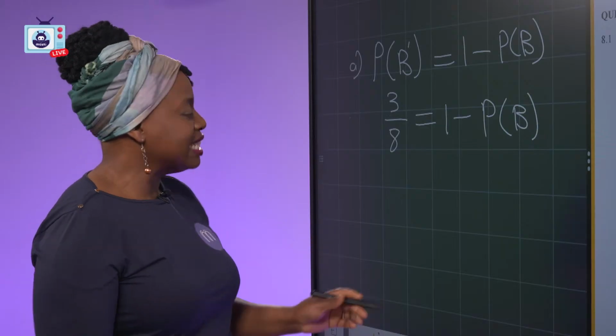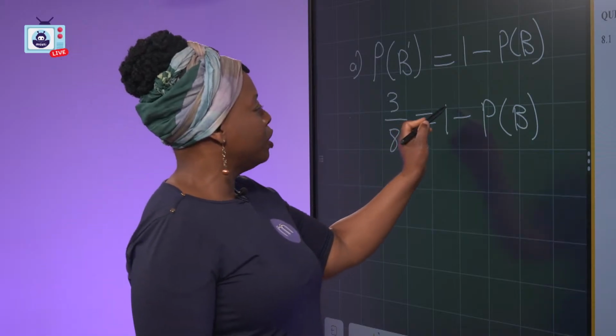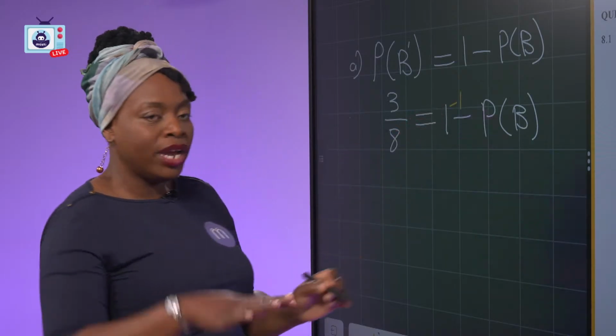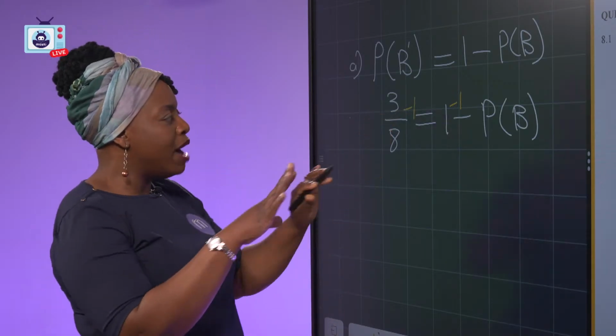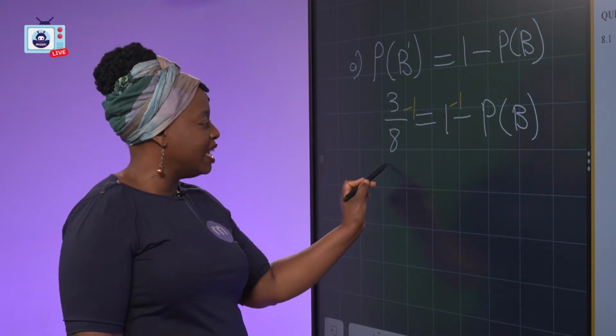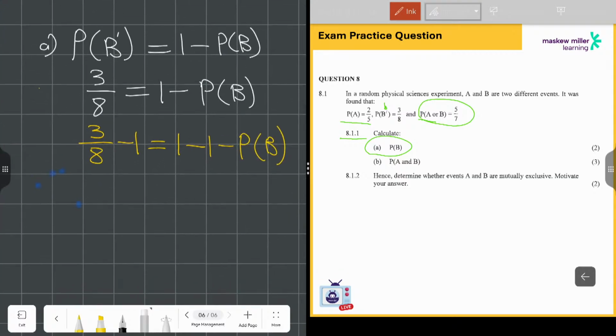For me to do that, I need to remove everything away from it. First of all, I'm going to subtract the 1. So when I do it on the right, I have to do it on the left. So I'm going to say minus 1 on both sides. It's going to be written like this: 3 divided by 8 minus 1 equals 1 minus 1 minus the probability of B. So that is what we are trying to put down. For me to have that properly, that's how I'm going to do it.